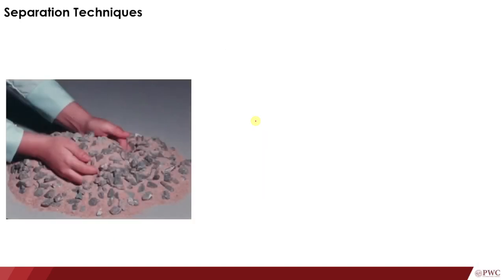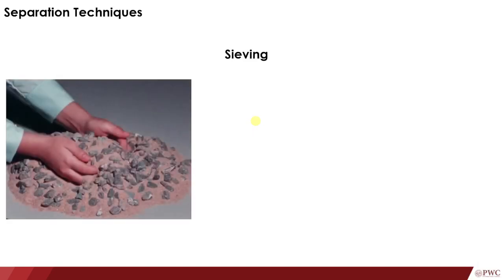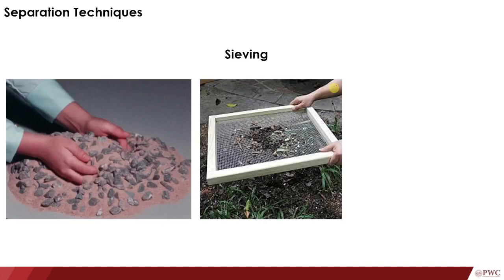Now let's have another one. This one is a mixture of rocks and sand. How do we separate this? We can do the same thing. We can filter this one, but here the term would be sieving. So again, filtration is separating solid from liquid. Sieving is solid from solid. So again, the rocks are solid, and the sand over here is solid. So it's basically the same thing.